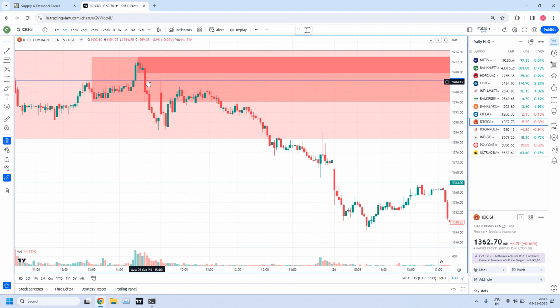And see the rejections here. Prices are moving, it moved up and again came back. See the rejection, first rejection in this candle, second rejection in this candle. Same thing you can observe in HDFC AMC as well. Look into HDFC AMC.